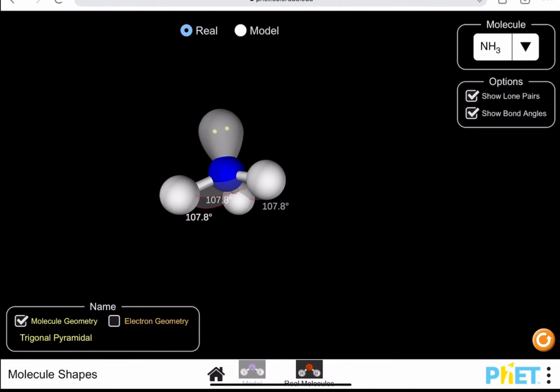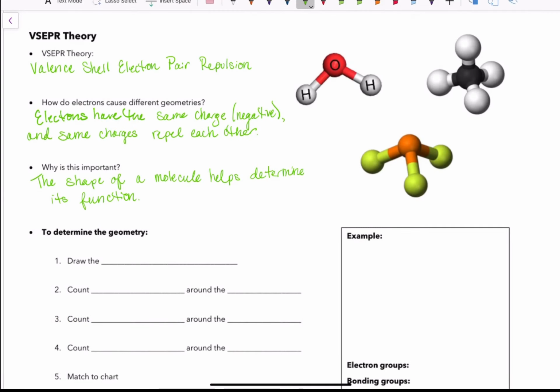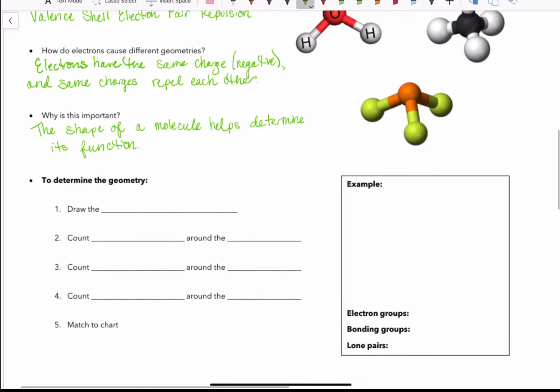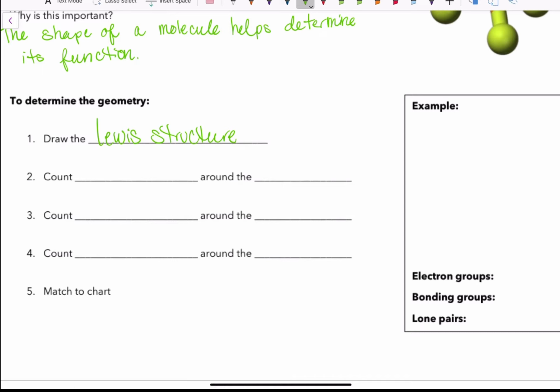So let's go back to our notes. Let's talk about how to figure this out. How do we determine the geometry when we don't have a 3D model, we just have our Lewis structures? Well, the very first thing you have to do is draw the Lewis structure. And after you have the Lewis structure drawn, then we need to do some counting. We're going to need to count electron groups, bonding groups, and lone pairs around the central atom.